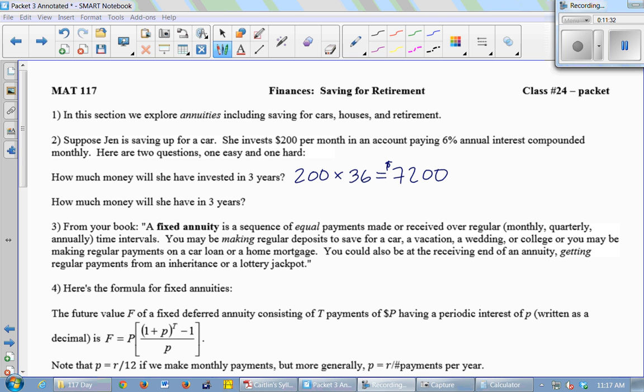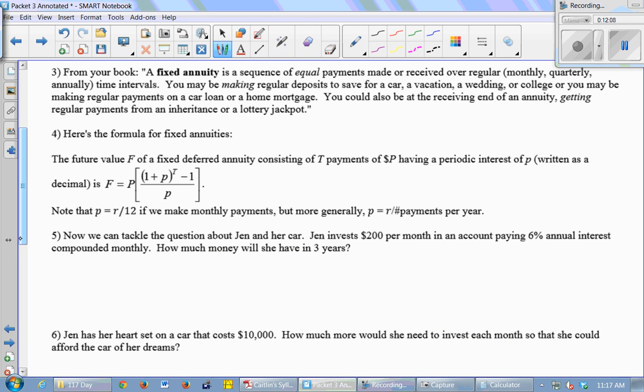But if she invests it as she saves it, instead of just putting it under her mattress, she puts it in an account that pays 6% interest. So she's actually going to have more than $7,200 when she's done. But we can't use the formula we learned about compound interest several classes ago because she's not putting all $7,200 in at once. She's putting in a little bit at a time. Okay, so how much money she will have in 3 years will be more than $7,200, but exactly how much more is a difficult question to answer until we learn about a fixed annuity.